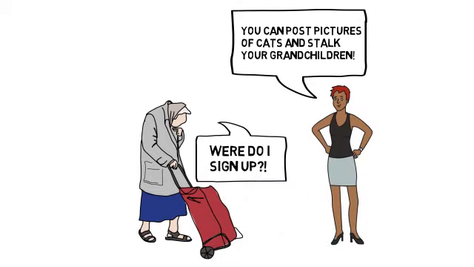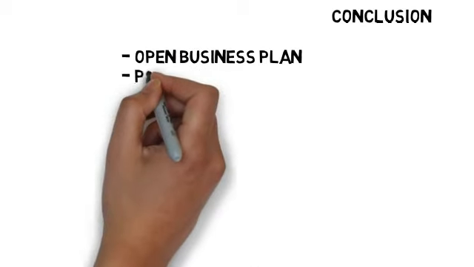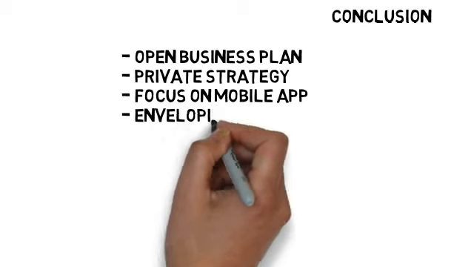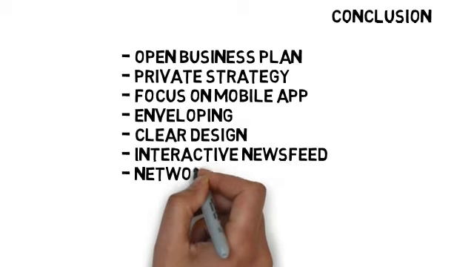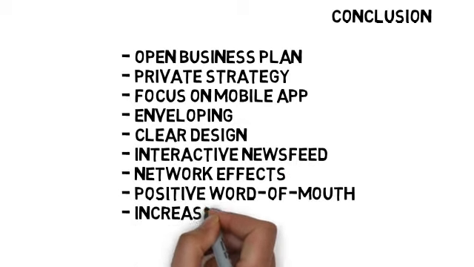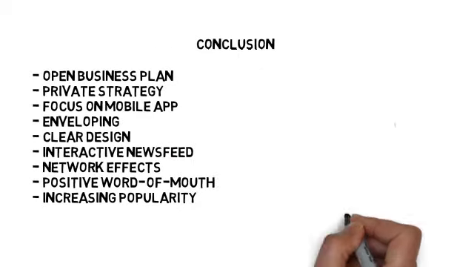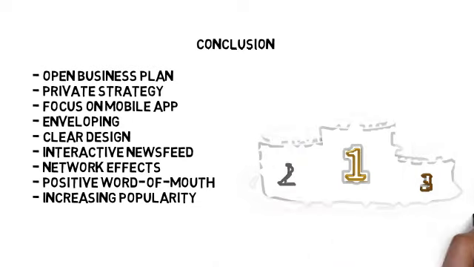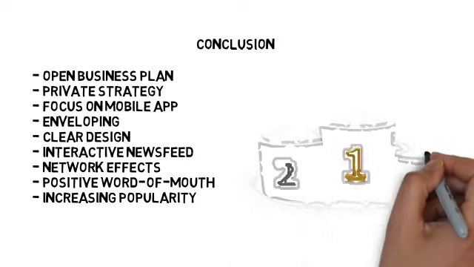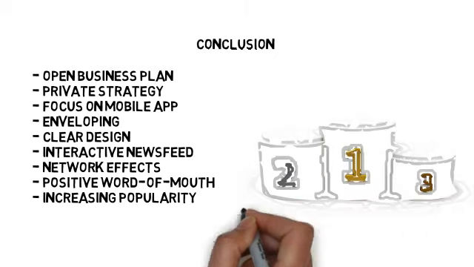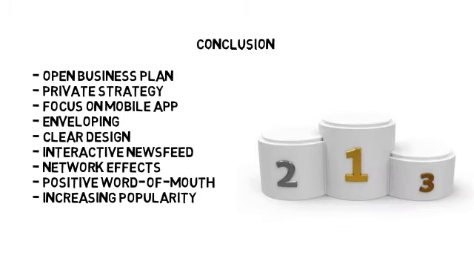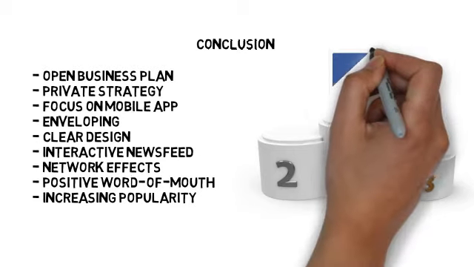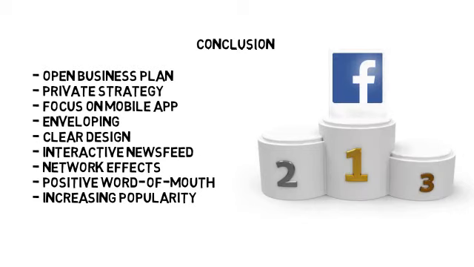Conclusions. Despite the fact that Facebook and Myspace started off with similar business models, only one could take it all. Overall, Facebook had more differentiation advantages like the open business plan, the privacy strategy, the focus on the mobile app, the enveloping, the clear design, and the interactive newsfeed. Facebook could benefit the most from the network effects as a social platform. Also, positive word of mouth and increasing popularity contributed to the success of Facebook and caused negative network effects for Myspace, where users were fleeing towards Facebook.